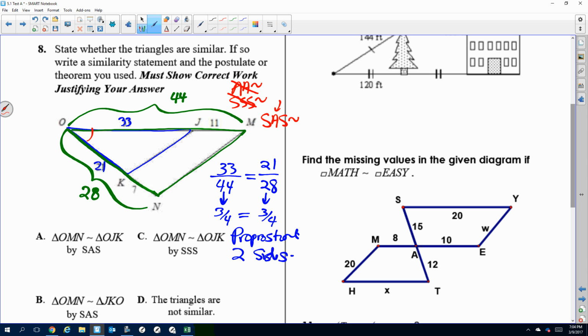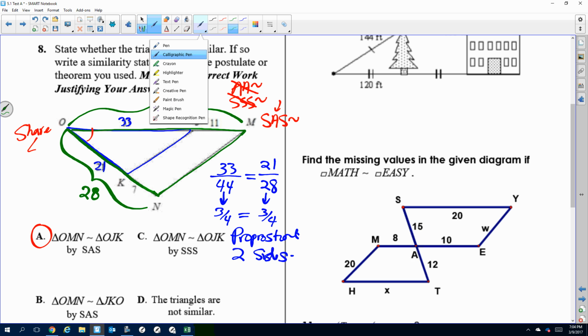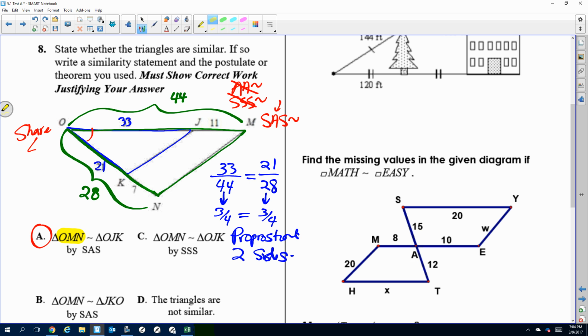This angle O is shared. It's shared with both triangles. So now I can use side angle side similarity. Now the one thing you have to also pay attention to is your order. Order matters. If I say OMN, that means I go O to M to N, okay? I have to follow that same order. And I check, and it does. It goes O to J to K. So it did the same thing. The other one did not, okay?